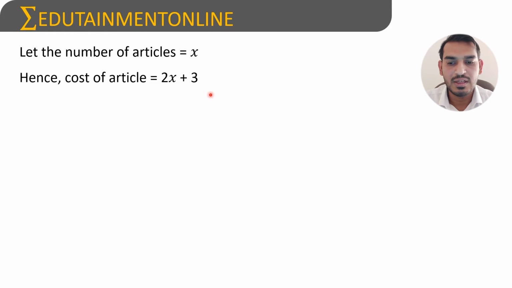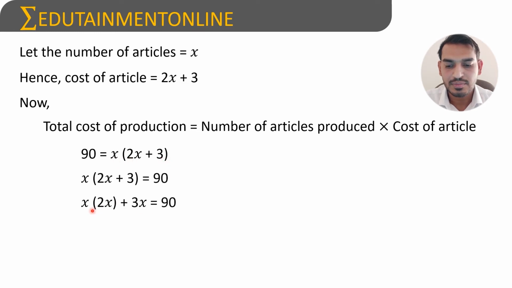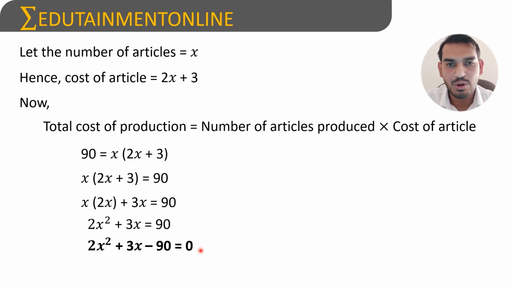Now the total cost is the number of articles produced times the cost of each article. The number of articles produced is x, the cost of each article is 2x plus 3, and the total cost of production is given as 90 in the question. So 90 is equal to x into 2x plus 3. Multiplying, x times 2x is 2x square, and x times 3 is 3x. So 2x square plus 3x equals 90. Transposing the 90 to the other side, we get 2x square plus 3x minus 90 equals 0.